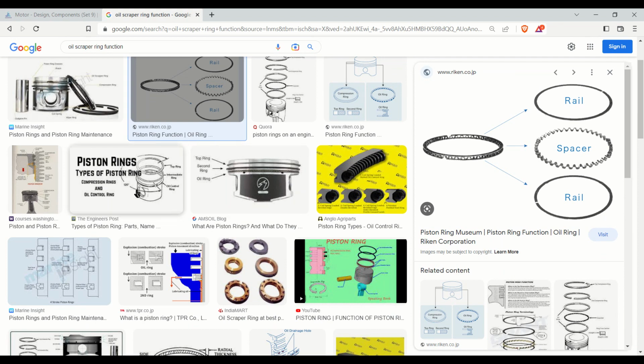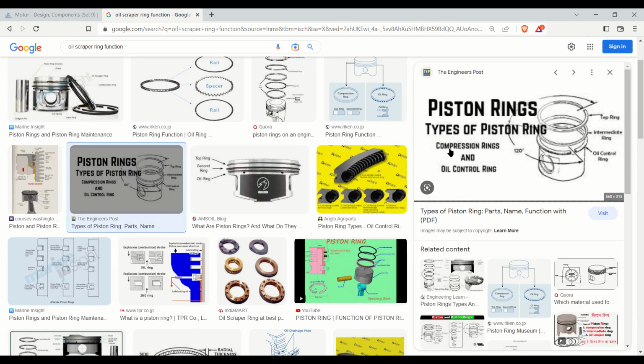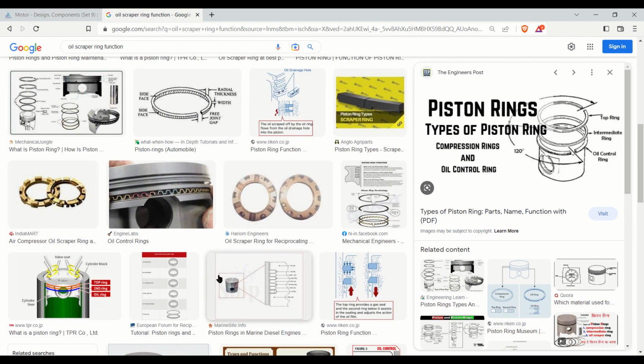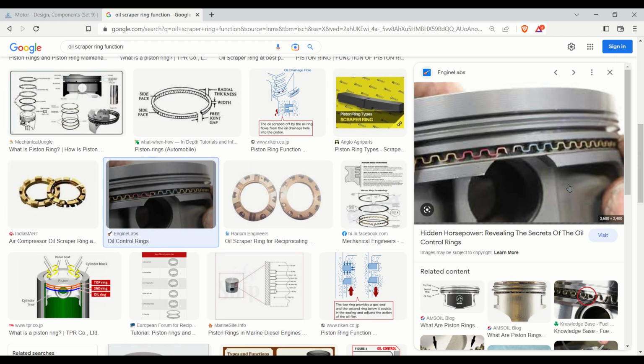Here is one more image, but it's not showing the exact image of the oil scraper ring. Yes, you can see an oil scraper ring being installed in a piston assembly.